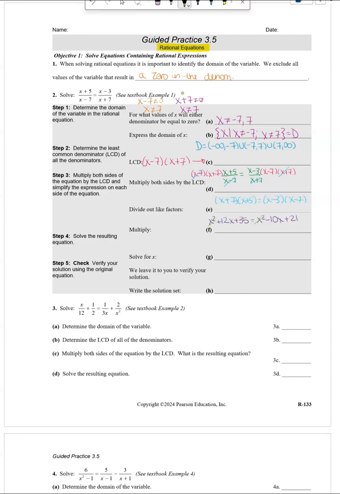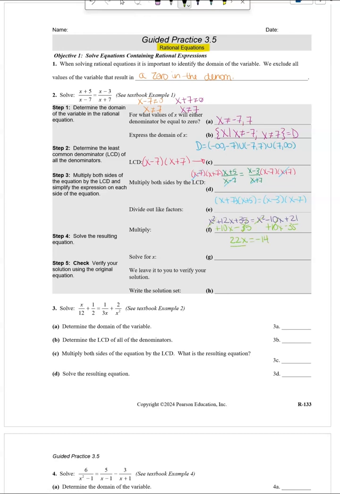So if we add 10x to both sides, it's going to give us 22x, right? And then if we subtract 35 from both sides, okay, so this will cancel and this will cancel. So that's going to give us 22x equals negative 14.